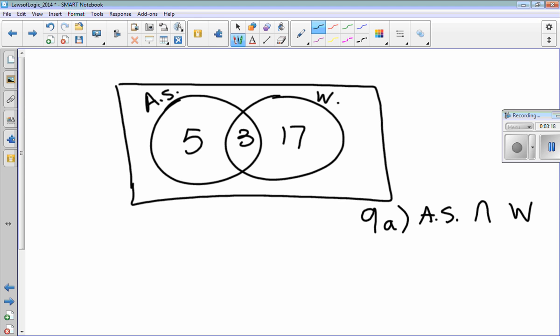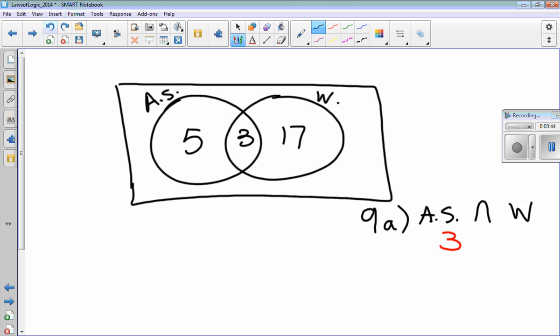Okay. So for 9A, it said how many people worked after school and on the weekends. I'm just using my symbol here, right? And? So what are we going to look for in the and part? The middle, right. So we're looking at where the two things overlap. I agree. And in this case, it's going to be 3. So 3 people work after school and on the weekends. That's why that answer was a 3.